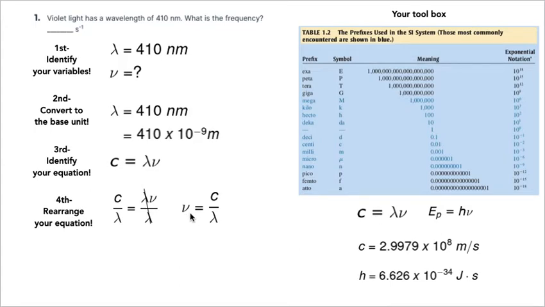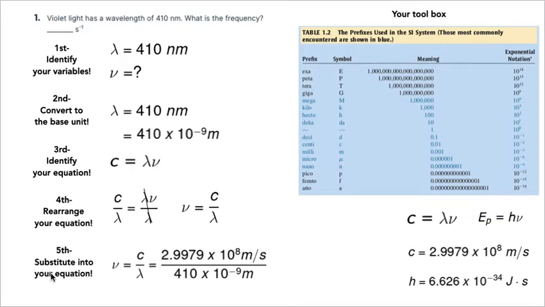In this case, frequency. And notice how that makes things a whole lot simpler in our next step, which is we substitute into our equation. So we're solving for nu. We have c and we have lambda. And now all we have to do is put this into our calculator, making sure that we use parentheses when we're doing that. And of course, the answer should be 7.3 times 10 to the 14th per second.